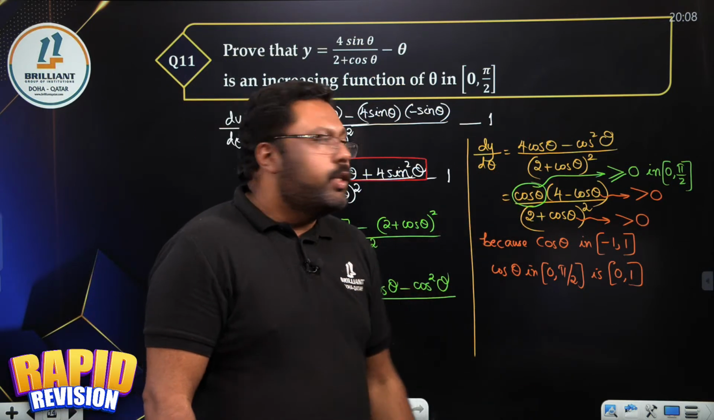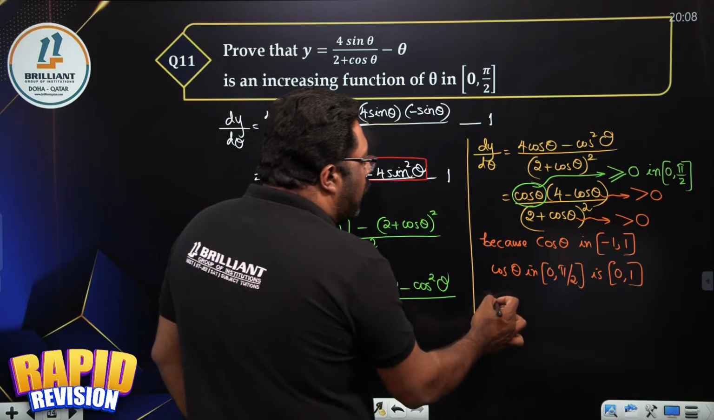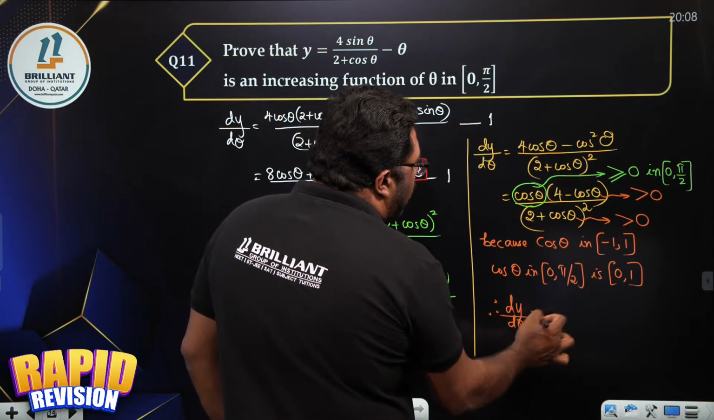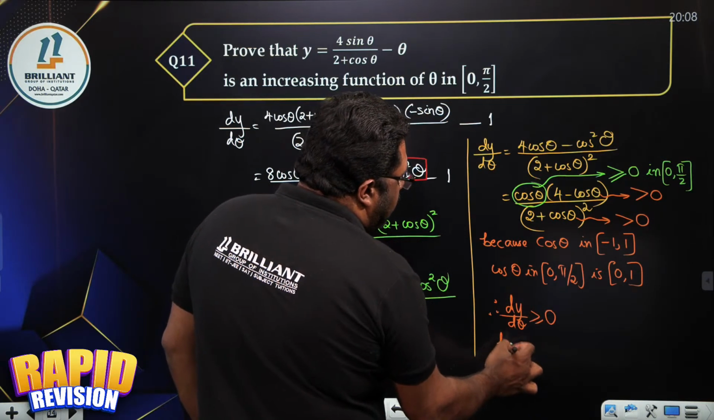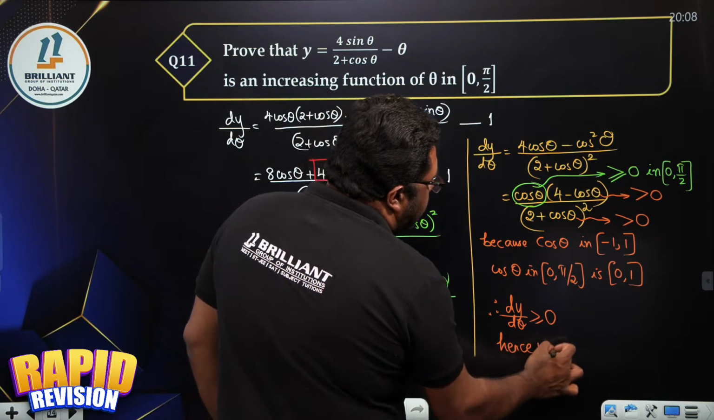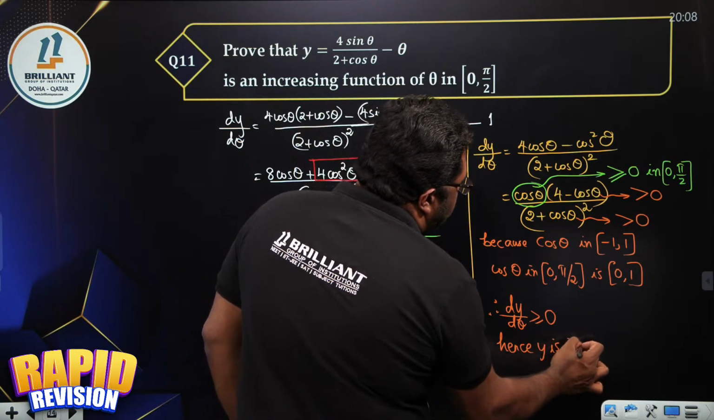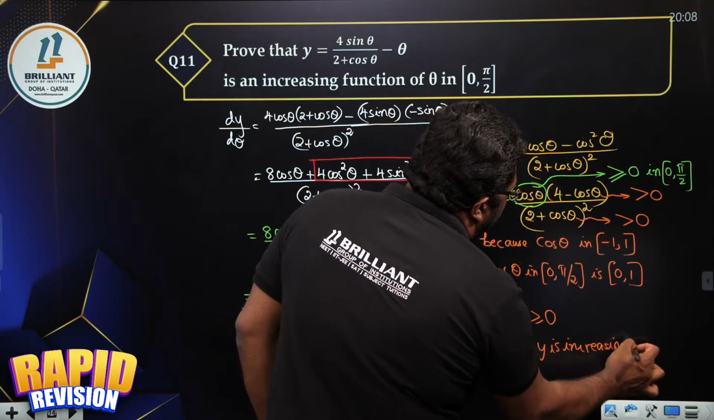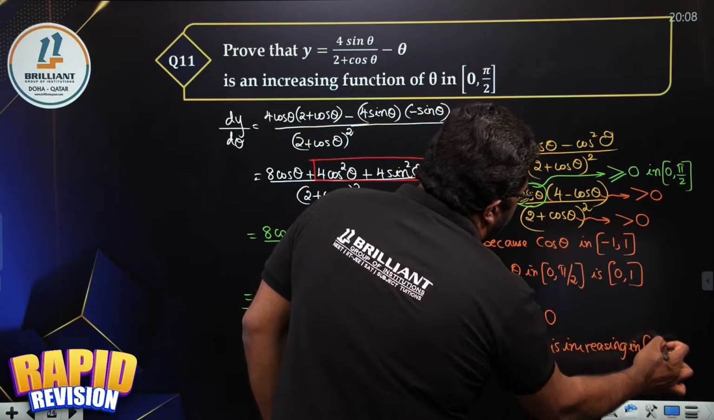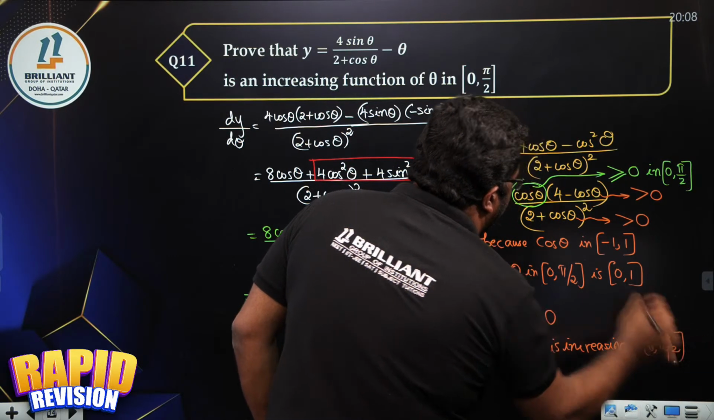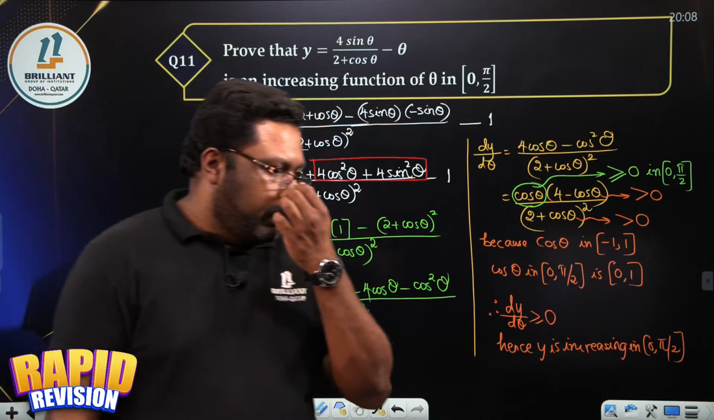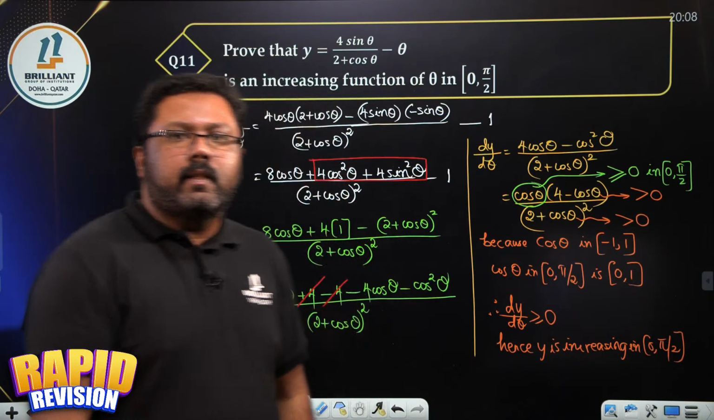So this dy by d theta can be concluded as greater than or equal to 0, hence y is increasing in 0 to pi by 2. Clear, my dears? Yes?